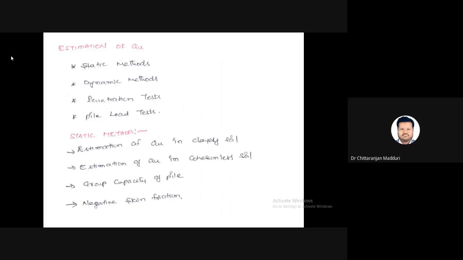So, estimation of ultimate load carrying capacity. The ultimate load carrying capacity of the pile may be determined by using the following methods: static methods, dynamic methods, penetration test, pile load test. By using the static method, we can estimate the ultimate load carrying capacity of the pile in clayey soil, the ultimate load carrying capacity of the pile in cohesionless soil, the group capacity of the pile, and also we can find out negative skin friction.